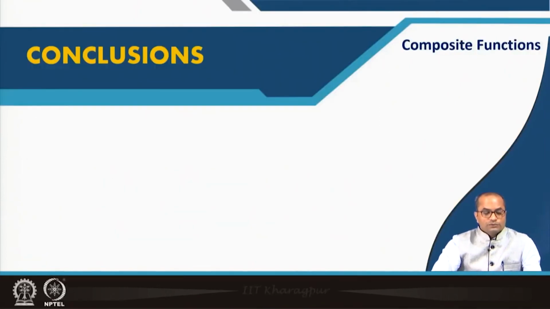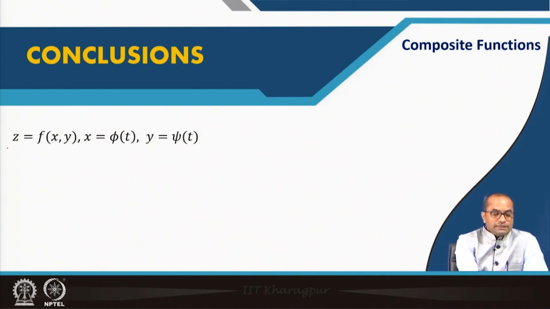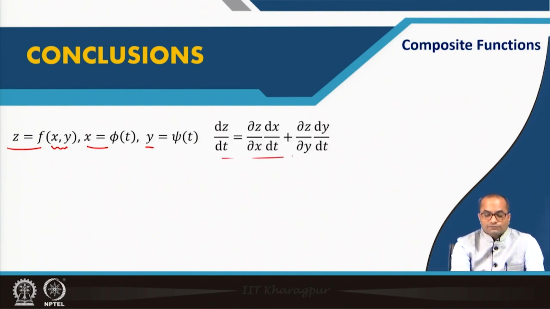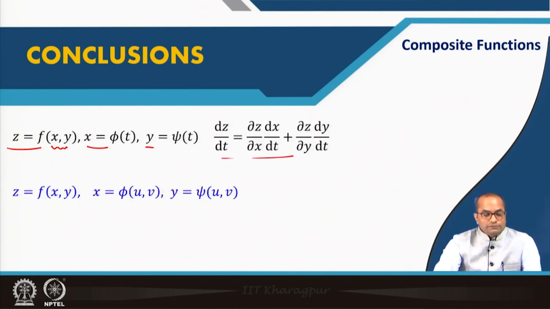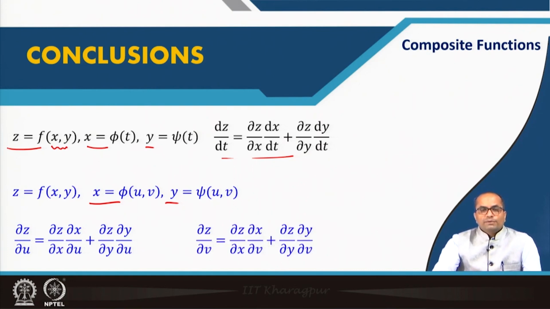Well, so just to conclude, we have gone through the composite functions where several variants were discussed. Mainly z is a composite function of t. So, z is given as a function of x and y, and x and y both are functions of t. We have seen that this formula is applicable to get the derivative of z with respect to t. We have also seen that when z is a function of x and y, and x and y both are functions of u and v, we can get the partial derivative of z with respect to u and with respect to v.